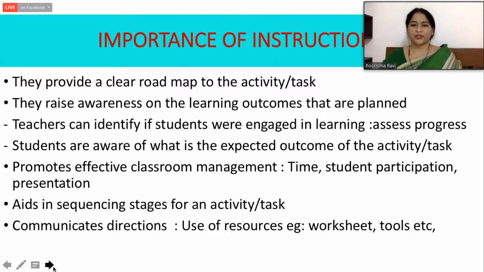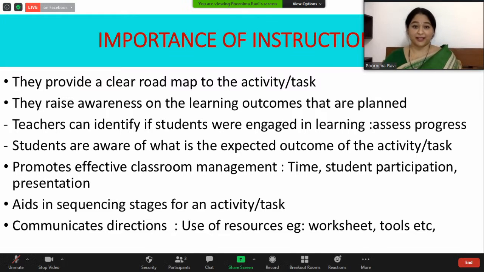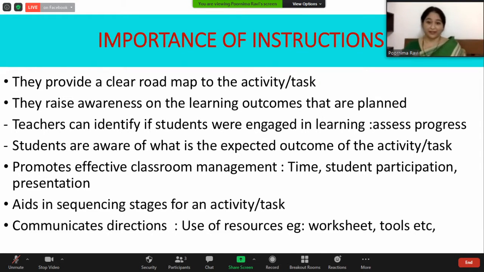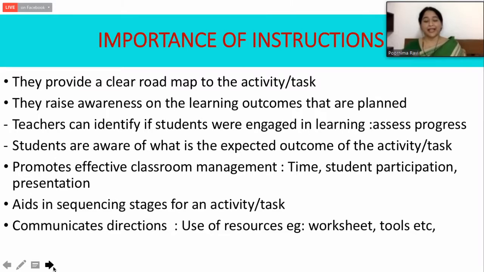Let's look at the importance of instruction. As I go through each of these bullet points, I'm sure all teachers who are watching this session would agree with me. Firstly, instructions provide a clear roadmap to the activity and task. It's very important to ensure that students are not confused and are aware of what exactly is expected of them. So instructions create a map, a blueprint as to what will happen for the next 15 minutes or 10 minutes by clearly elaborating as to what is expected.